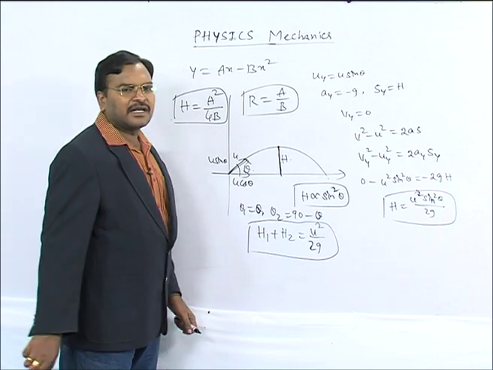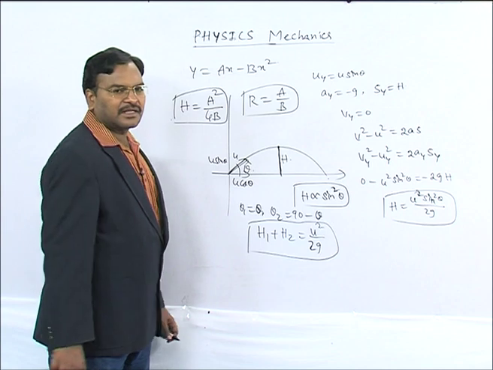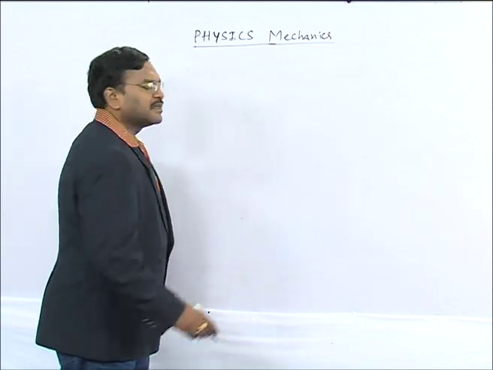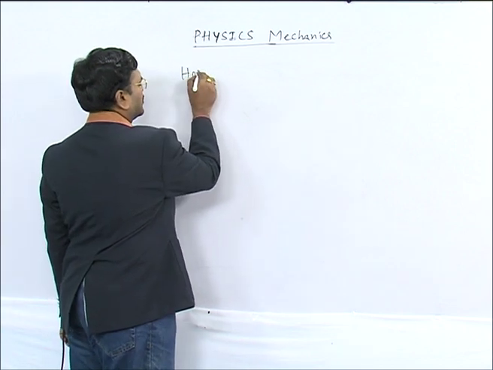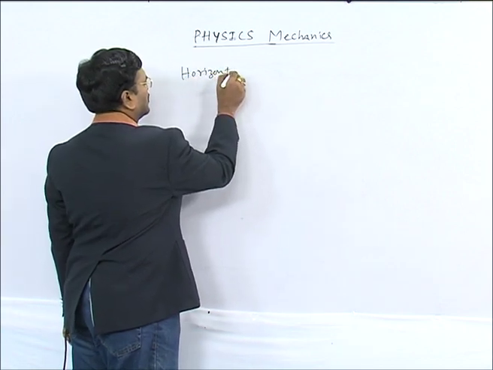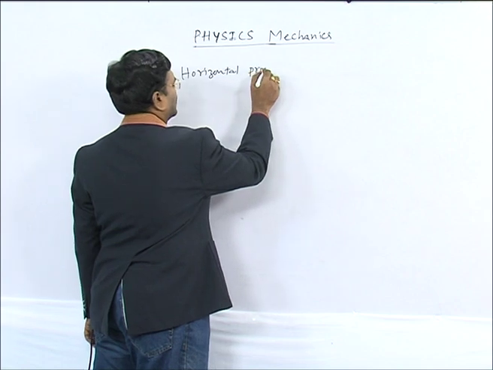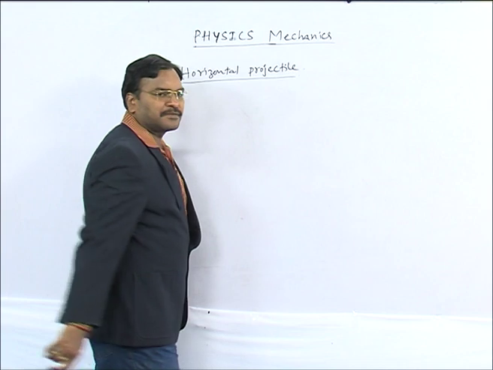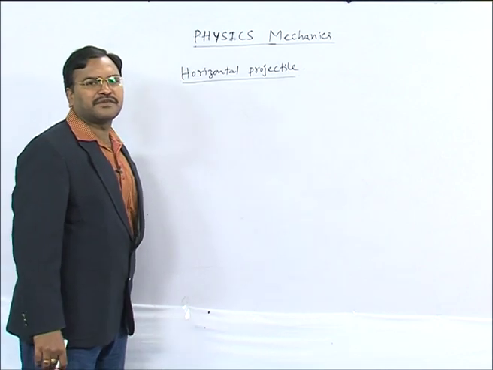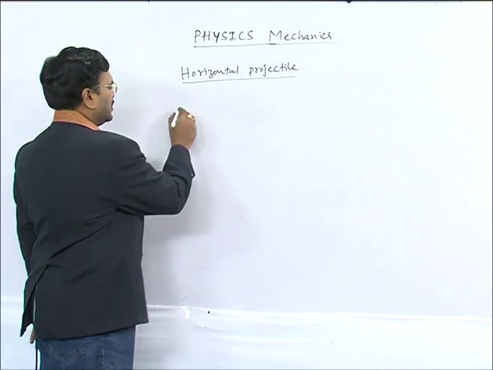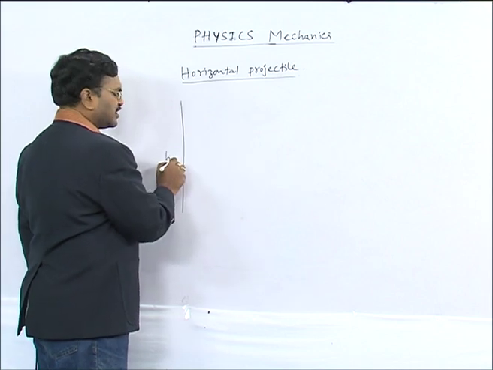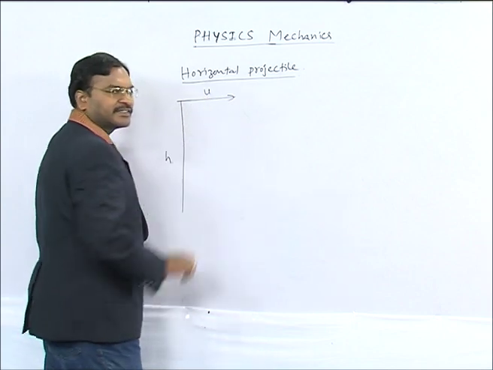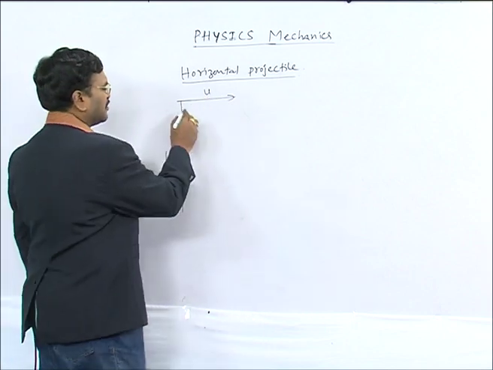Now, discuss horizontal projectile, horizontal projection of a body from the top of a tower, like this. We consider a tower of height h. Let a body be projected horizontally with a velocity u from the top of the tower.